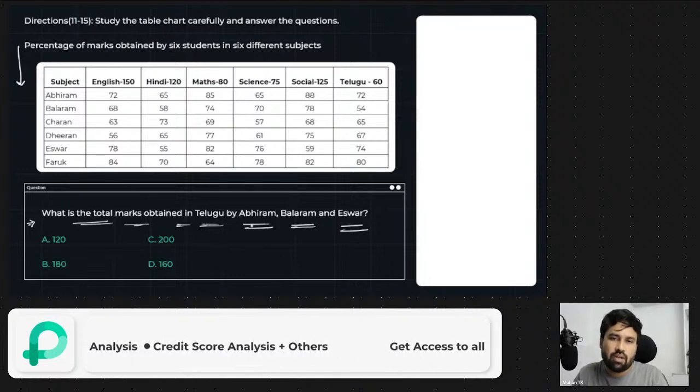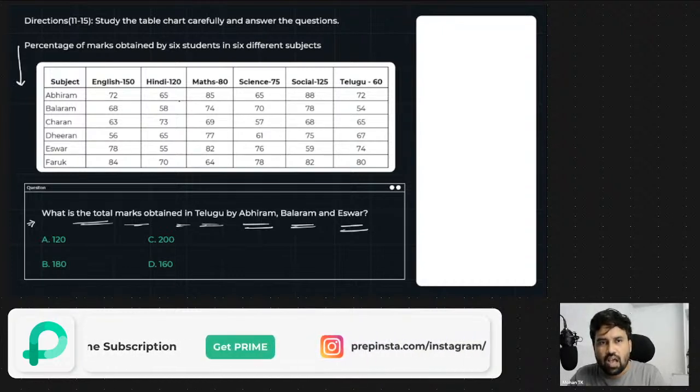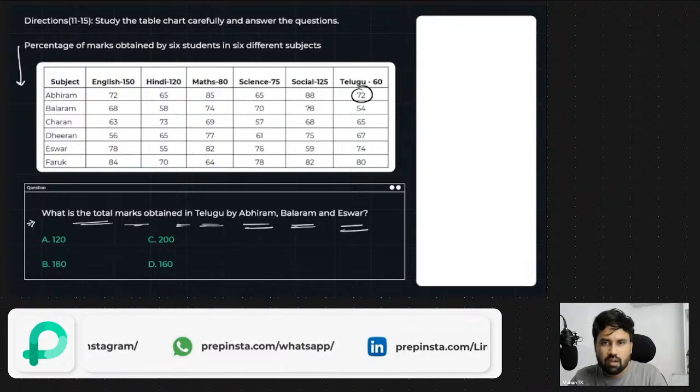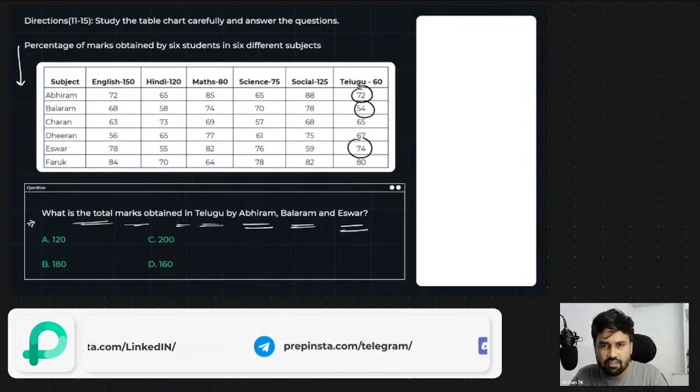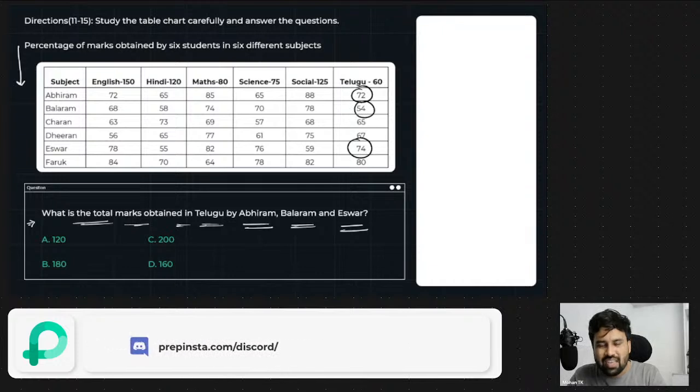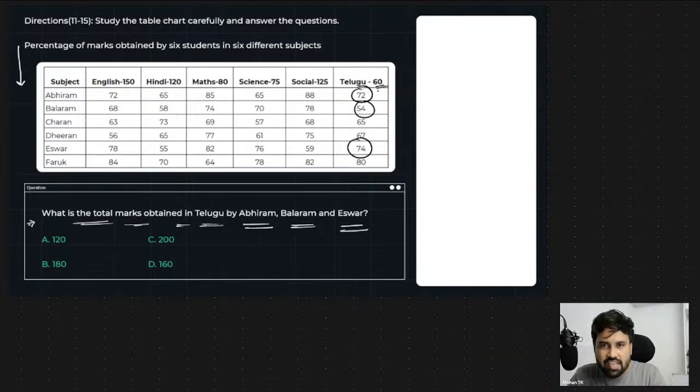So the marks obtained by Balram, Abhiram and Ishwar is nothing but C. Abhiram's Telugu is 72 and Balaram is 54 and Ishwar is 74. But here the marks are 60, but they are getting 72, 74, which means it is a little tricky, and we have additional data we need to take care of. So just look into the data now. The percentage of marks obtained by 6 people is given in terms of percentage. See, percentage. So this is 72 percent, 54 percent, 74 percent.